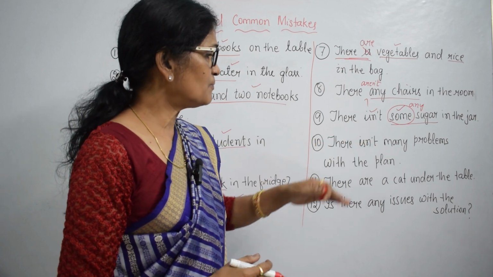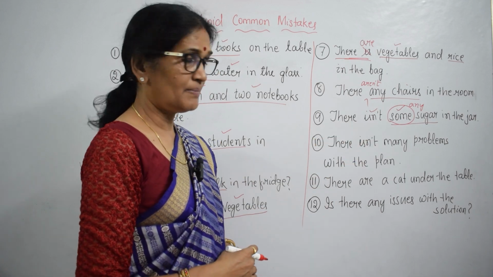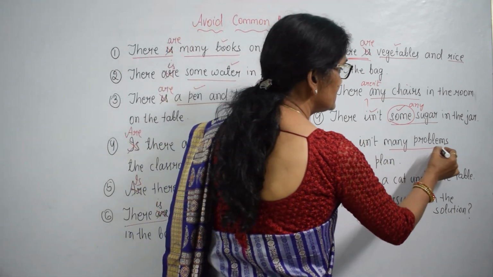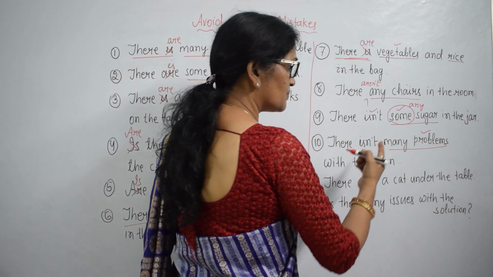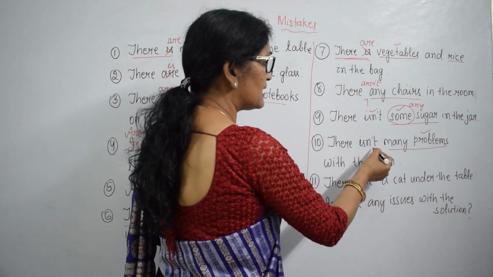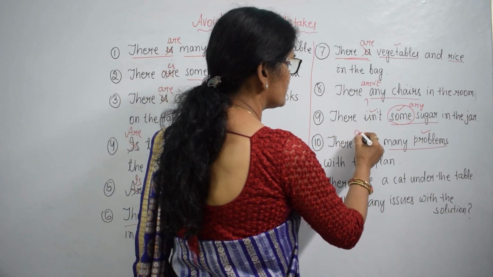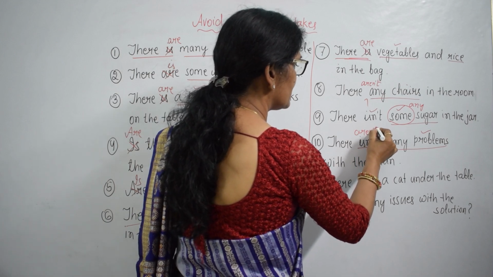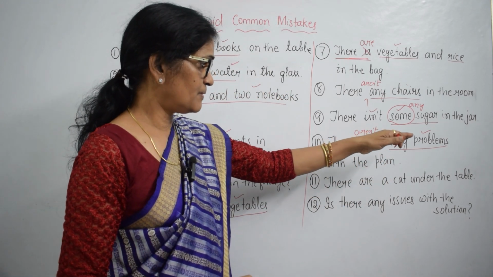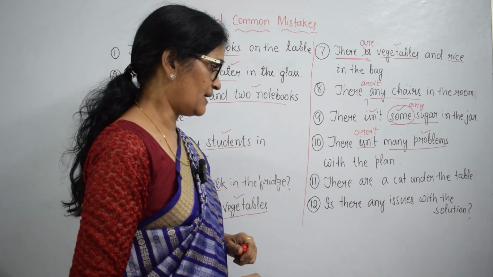"There isn't many problems with the plan." Many problems is the subject, a plural noun. So a plural noun is followed by aren't, not isn't. So it is aren't. There aren't many problems with the plan.